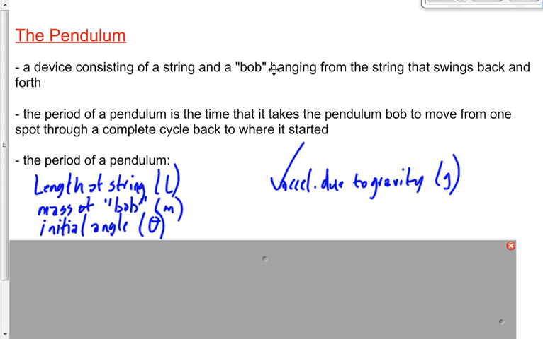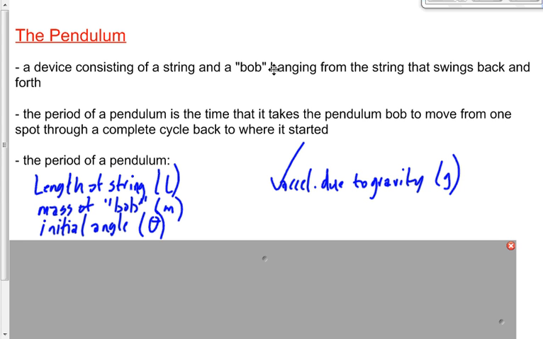The length of the string. So right now we've got a string that is, well, the entire length of this string, okay? Listen very carefully, okay? I'm going to bring this up to about 45 degrees. I'm going to let it go. Start, stop. Start, stop. Start, stop.